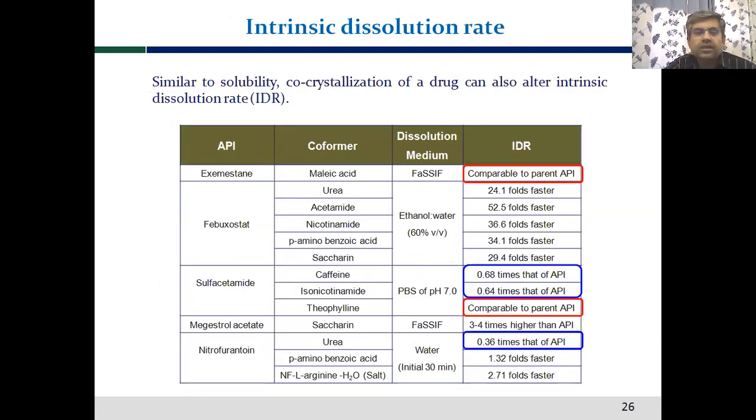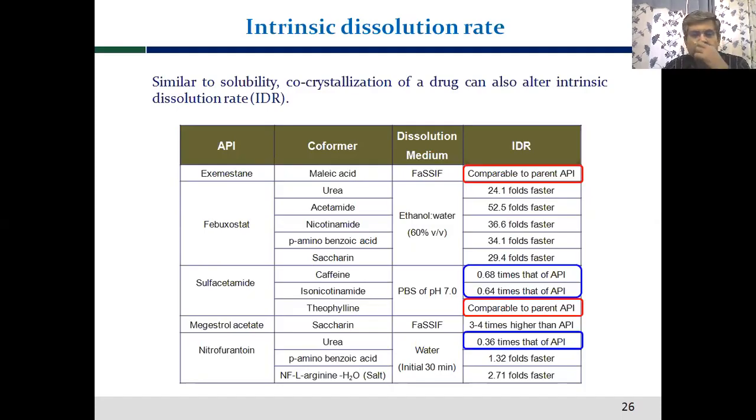Similarly, the intrinsic dissolution rate of the drug can be enhanced and sometimes decreased also using the co-crystal. In the case of exemestane with a co-crystal with malic acid, the IDR was not changed drastically and it remained comparable to the parent drug. So this is shown in the first row with a red color box. Various co-crystals of febuxostat with urea, acetamide, nicotinamide, para-aminobenzoic acid and saccharine were generated. And as you can see, the IDR was much higher in the case of the co-crystals of febuxostat.